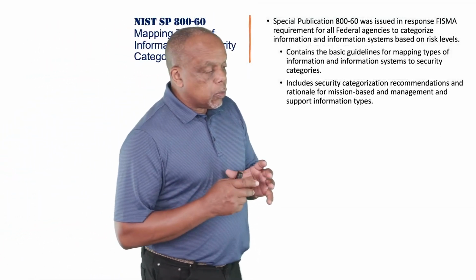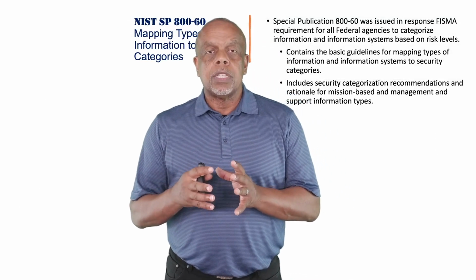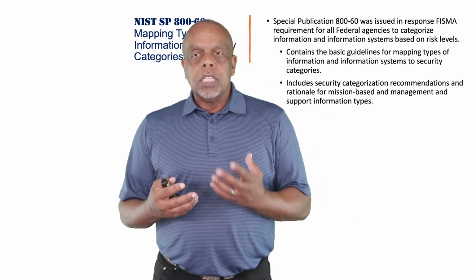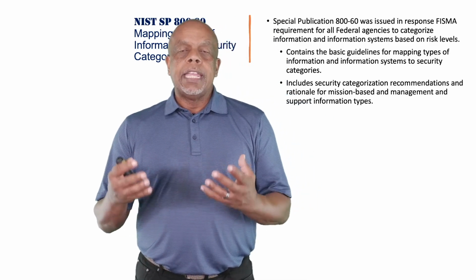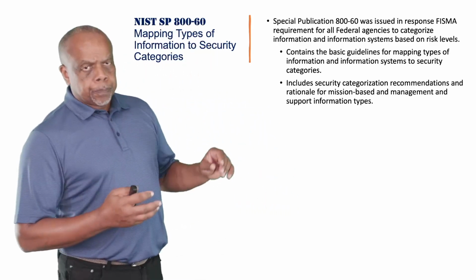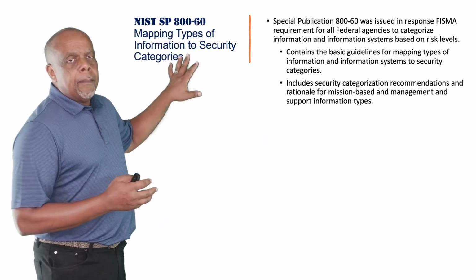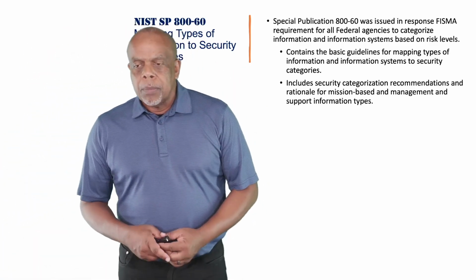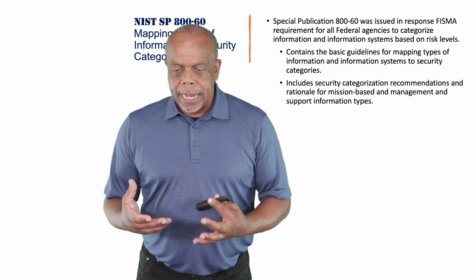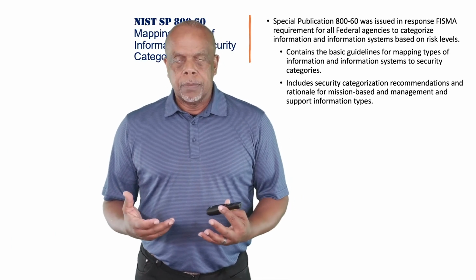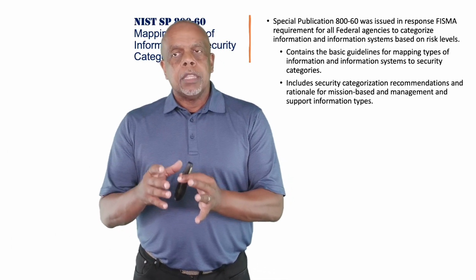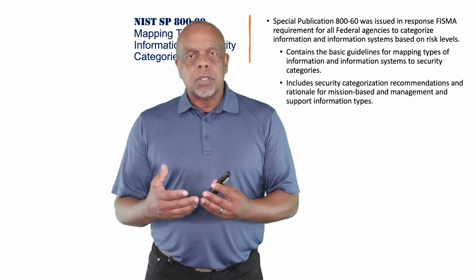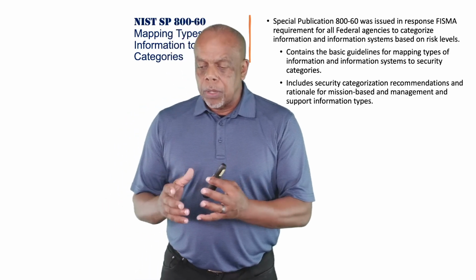Now we've talked about these things. One of the things we really have to look at within our organization is how to put things in categories, meaning what's important and what's not. That's what the 800-60 special publication helps us with: mapping types of information to security categories. Because why? We can't protect everything at 100%. So we want to be sure that we are protecting the most critical things at the level they need to be protected. And to do that, we have to categorize what's important.